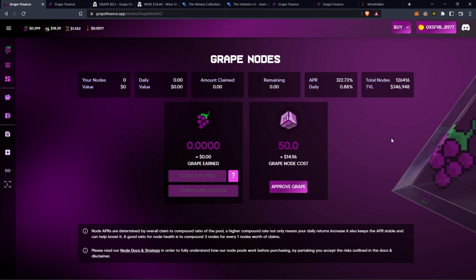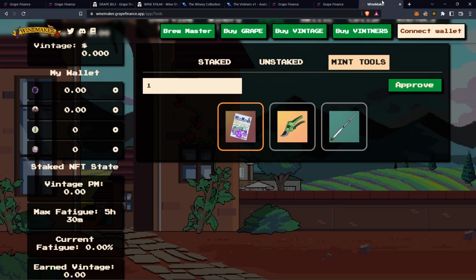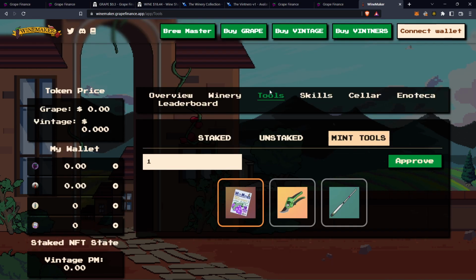This week and the next coming week is going to be pretty big for Grape Finance because of all the things that are coming. The first one would be of course a few tools and upgrades in the winemaker game. And the second one would be the daddy of all the utilities, that is the lending and borrowing, which is called Vinium.